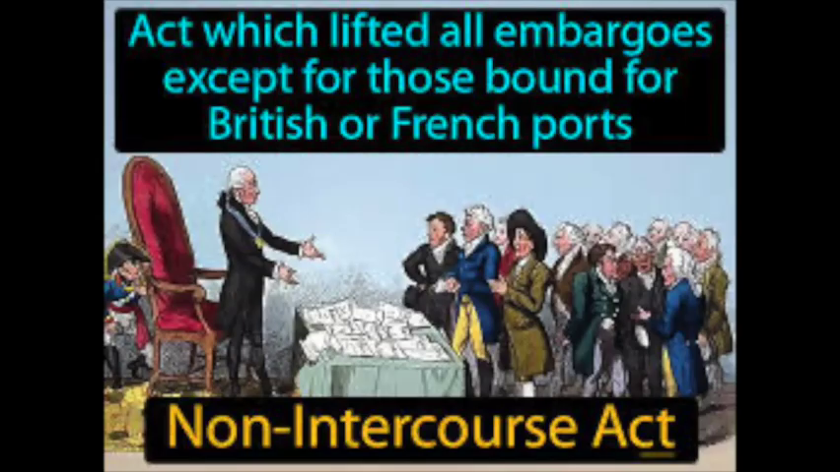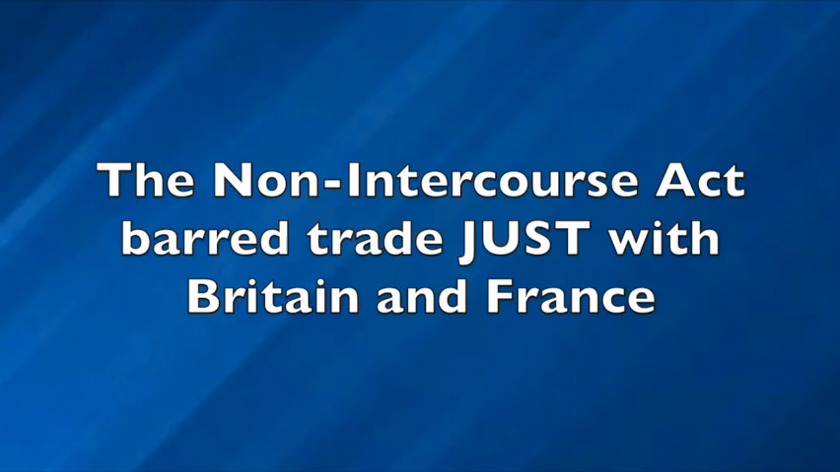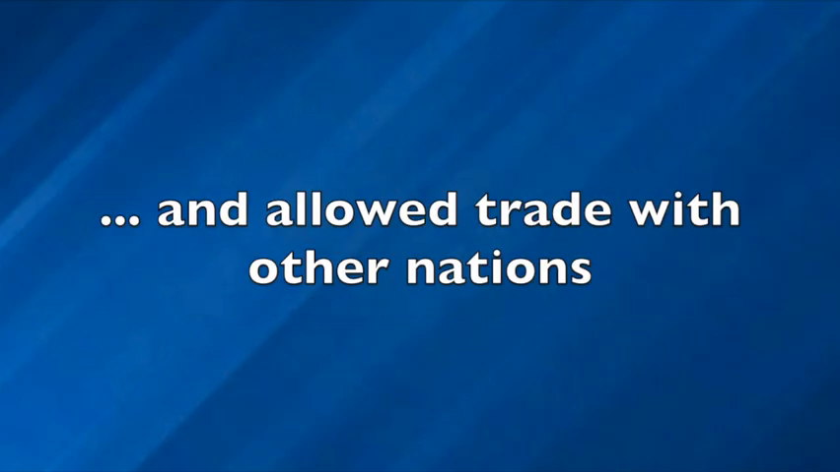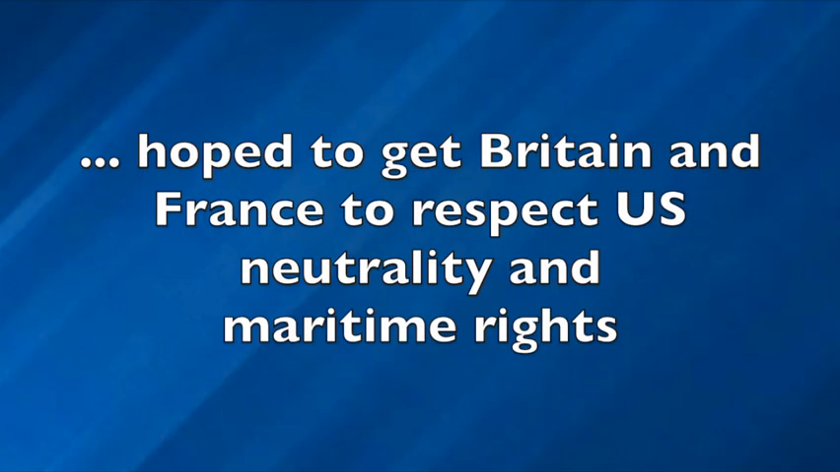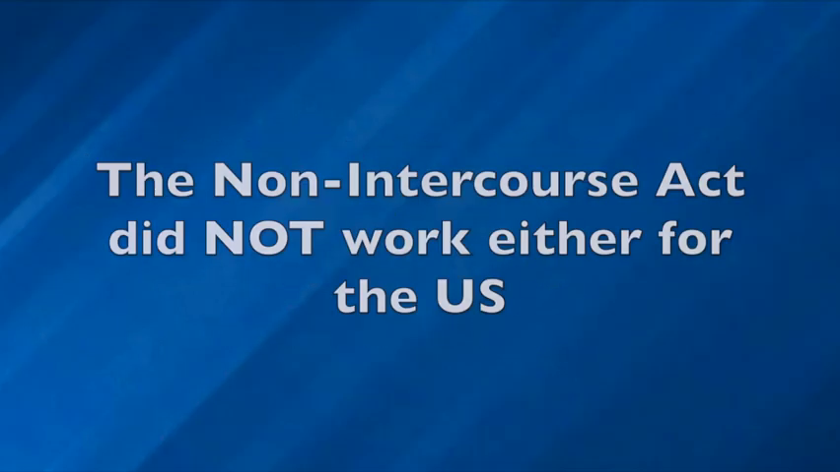Here's a brief summary of the Non-Intercourse Act. The act aimed to modify the broad and economically damaging restrictions of the Embargo Act by specifically targeting trade restrictions against Britain and France, while allowing trade with other nations, attempting to pressure these two nations to respect American neutrality and maritime rights without crippling the U.S. economy. However, like the Embargo Act, the Non-Intercourse Act was largely ineffective in achieving its diplomatic goals.